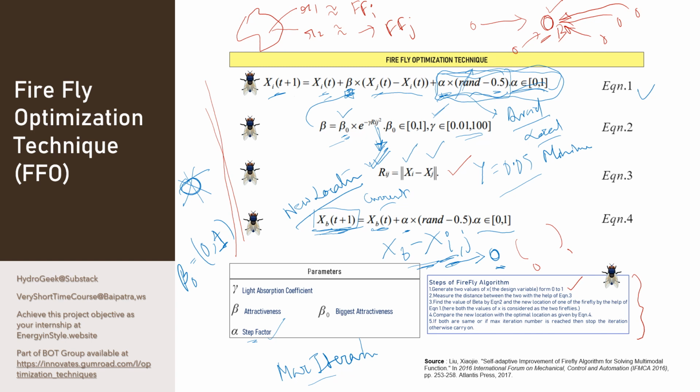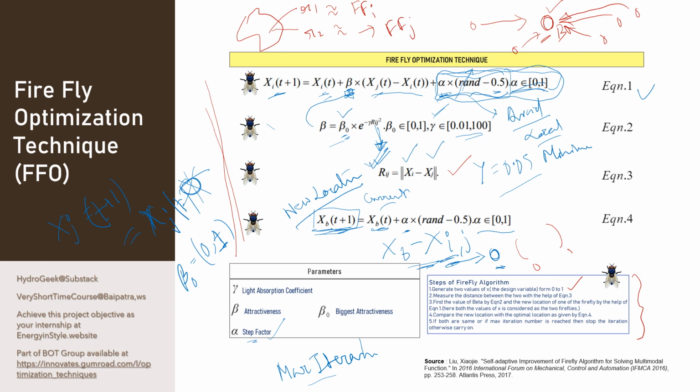So the only difference is that instead of the old location of the ith firefly or jth firefly, we are using the old location of the brightest firefly. And also we are not deducting the location of the ith firefly from the location of the jth firefly. We have removed that because we have assumed the new location of our ith or jth. This equation can be rewritten for the jth firefly also. But then you will find xj t plus 1 is equal to xj t plus beta multiplied by xi minus xj, plus alpha multiplied by random minus 0.5.